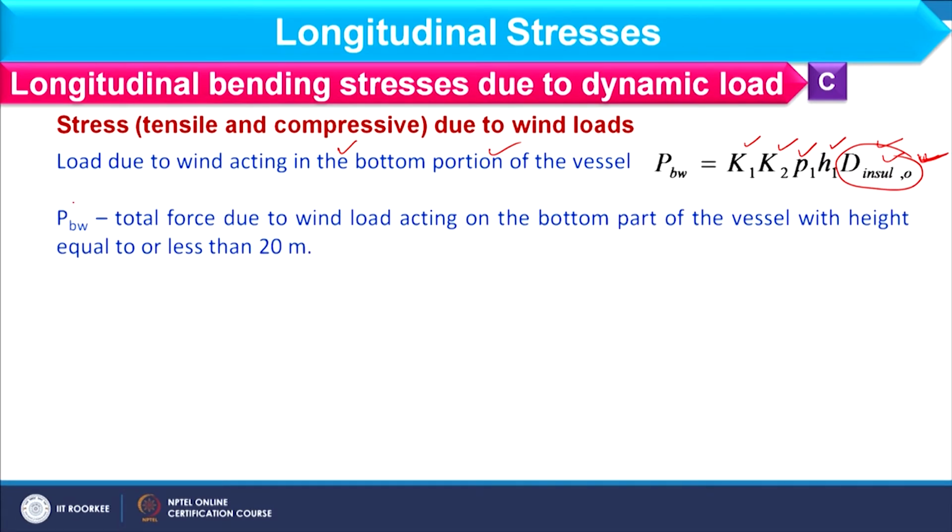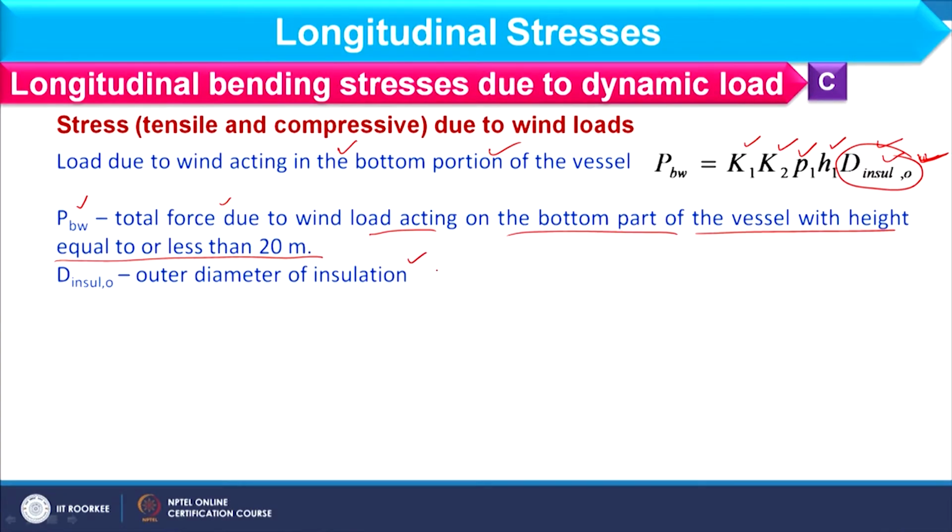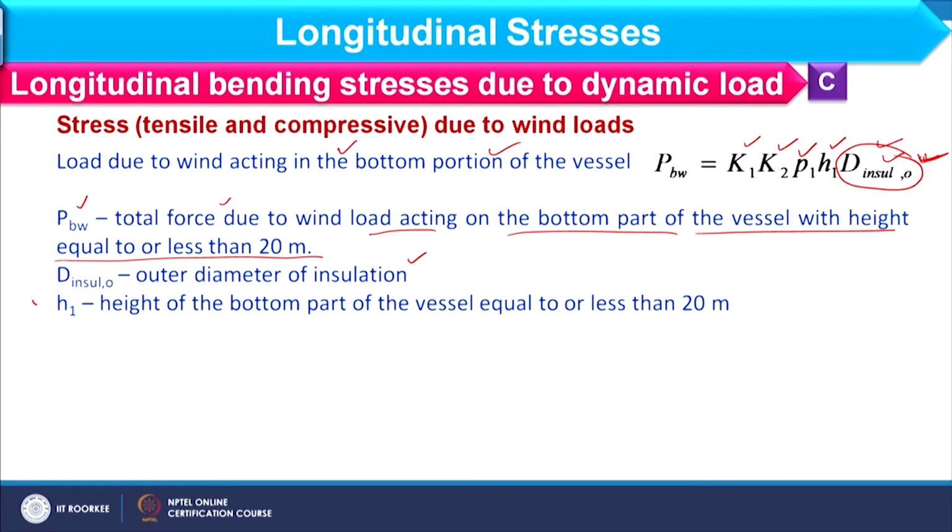As far as PBW is concerned, this is the total force due to wind load acting on the bottom part of the vessel with height equal to or less than 20 meter. So, that is the total wind load up to 20 meter height. D insulation, O is the outer diameter of the insulation, that we have already discussed. H1 is the height of the bottom part of the vessel, equal to or less than 20 meter.